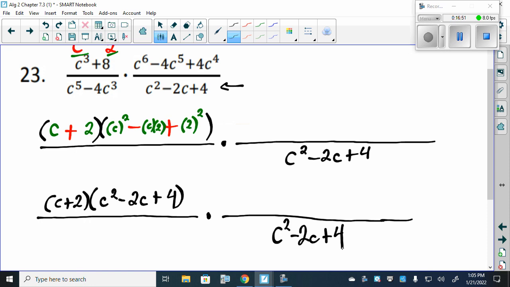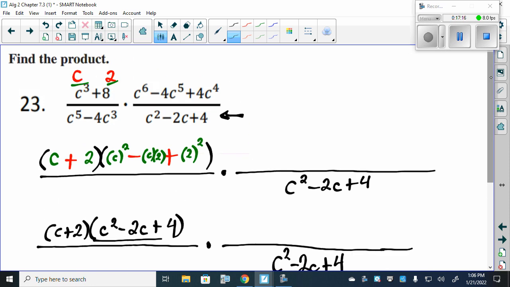It also works out that the quadratic part of the sum or difference of perfect cubes, this here, will never factor. It doesn't have real solutions, which means this one here is not going to factor either. So that's kind of nice, so we don't have to do anything with it.